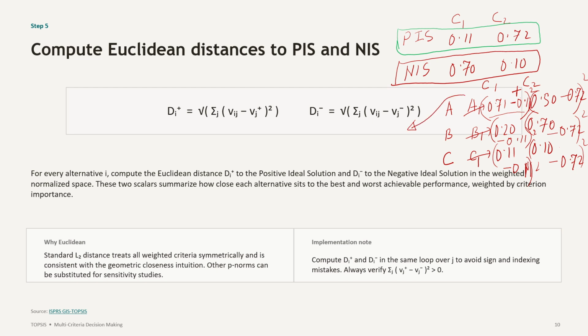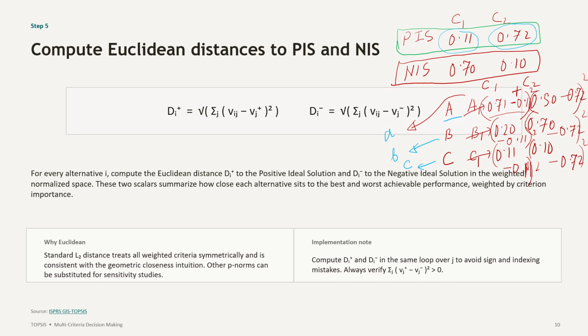So after addition, we'll get a value for A. Let us say this is A. We'll get a value for B. We'll get a value for C. Let me repeat. The positive ideal solution of C1 will be deducted from the value of A, value of B, value of C. The positive ideal solution of C2 will be deducted from the value of A for C2, value of B for C2, value of C for C2. First for C1, then for C2.